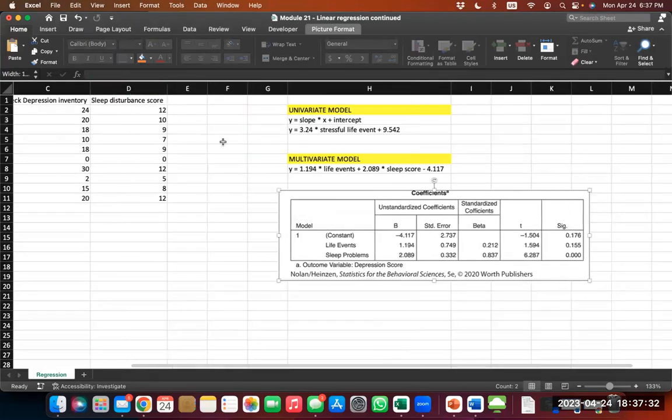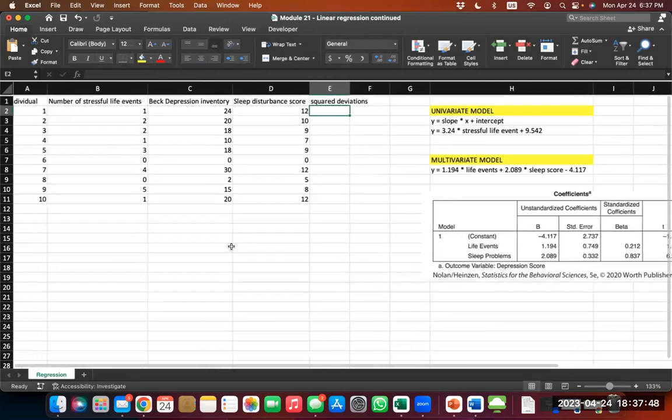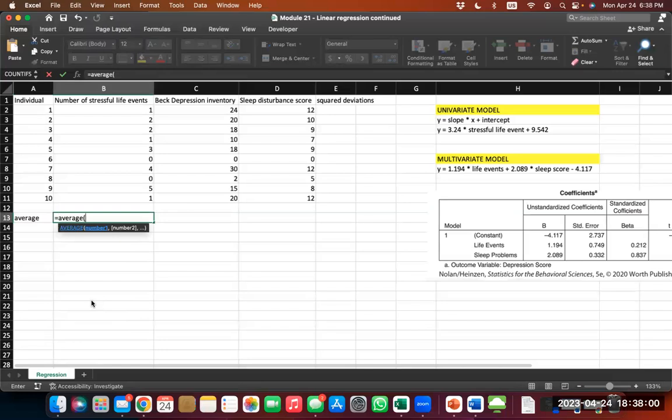Now we really want to see how it affects our prediction accuracy. For that, we first need to quantify our squared deviations, because that is our total variability, the total error. So squared deviations, step one. As we know, we first need the mean, that's an average. And then we need the standard deviation.